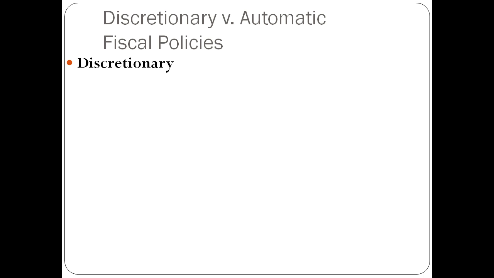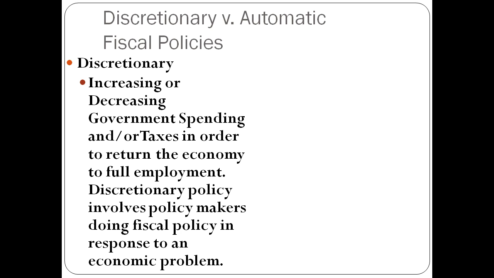Now, fiscal policies can be broken down into what's called discretionary and automatic fiscal policies. So discretionary fiscal policies are the increasing or decreasing of government spending and or taxes in order to return the economy to full employment. Discretionary policy involves policymakers using fiscal policy in response to a problem. So that involves the Congress and the President seeing that there's a problem and then taking fiscal policy action to solve the problem.